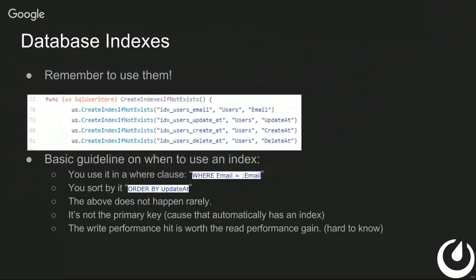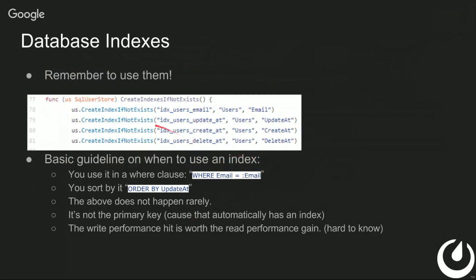So now I'm going to talk about a few general things you want to look out for when you're developing code for Mattermost. One of the things is database indexes. Remember to use them. A lot of performance issues we had, when we were doing our first pass of these performance issues, were solved by just adding indexes where people had forgotten to add them.